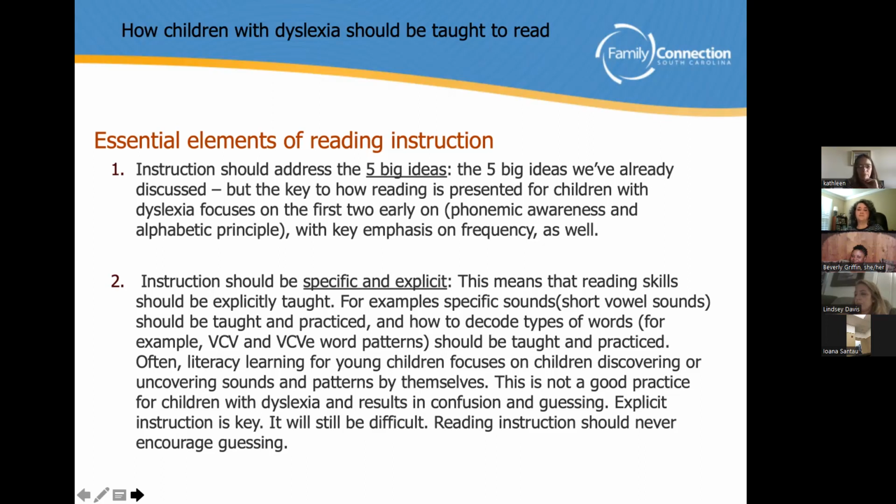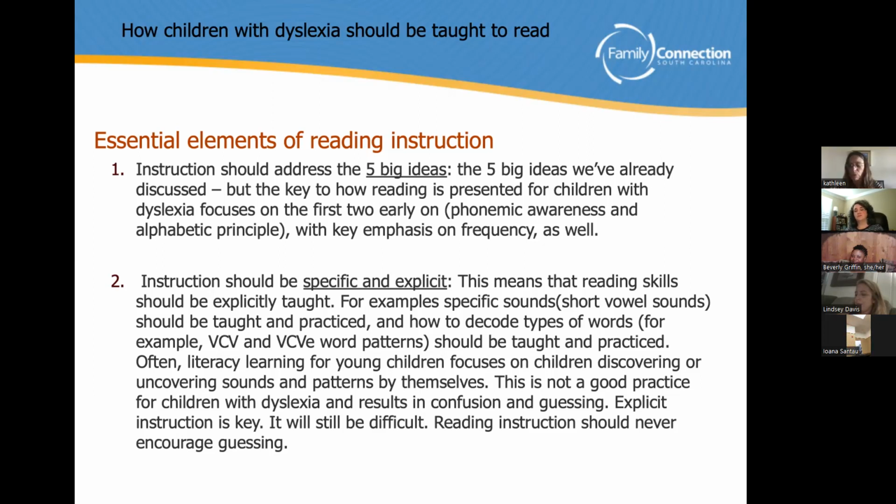Number 2 on your slide, I'm pointing, I'm sorry, you can't see where I'm pointing: instruction should be specific and explicit. Well, sure, teaching should be specific, but in fact, many reading curricula do not involve specific and explicit instruction, but rather allow children to discover: look, this sound makes the same sound in this word as it does in this word. How are they similar? How are they different? They let the child discover what those patterns might be.